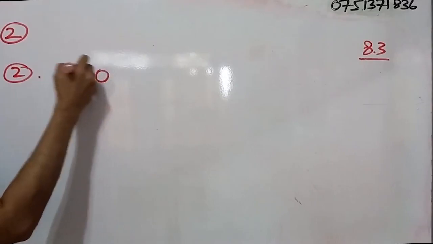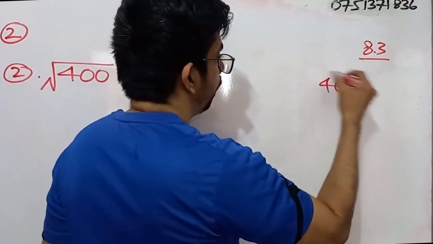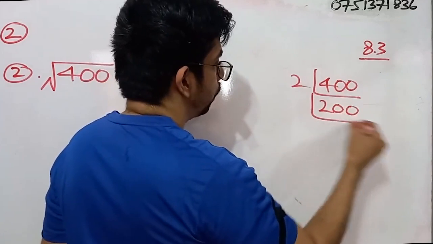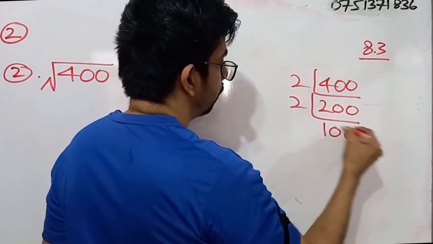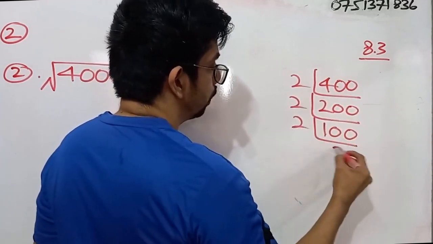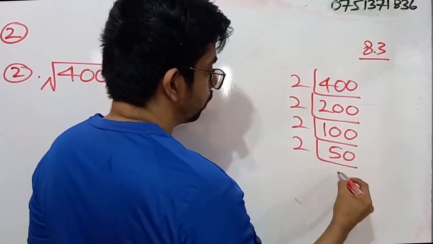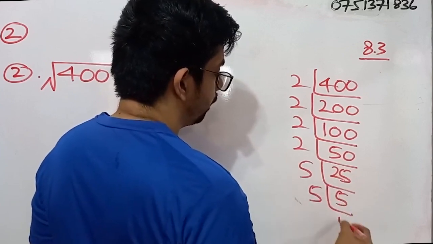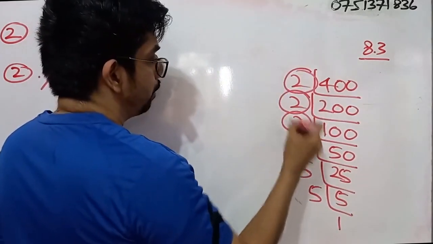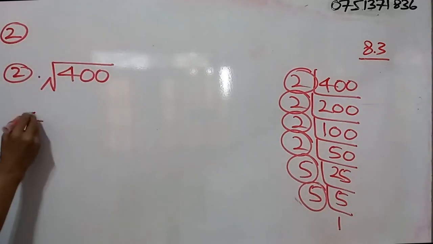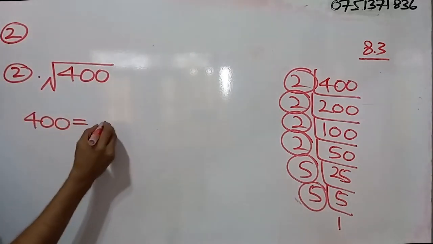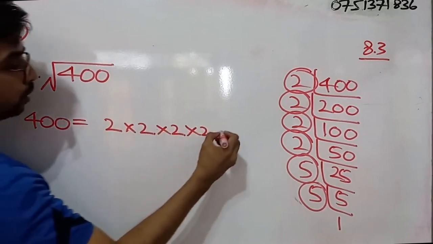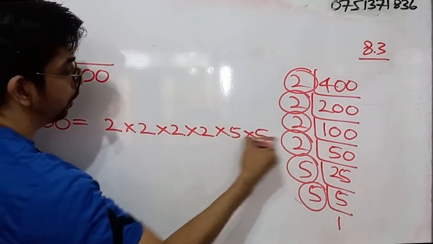Part 2, 400. Take 400, we will divide this by 2. We get 200. 200 we will divide by 2. We get 100. 100 we will divide by 2. We get 50. 50 we will divide by 2. We get 25. 25 we will divide by 5. We get 5. 5 divided by 5, we get 1. So these are the numbers that we need to consider. So 400 is equal to 2 into 2 into 2 into 2 into 5 into 5.